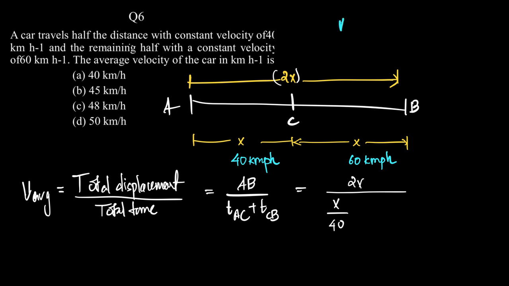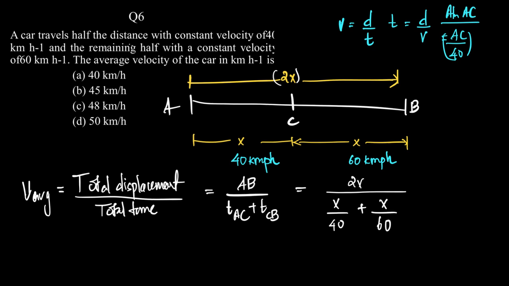See, velocity is displacement by time. So what is time? Time is displacement by velocity. Along the path AC, what is the displacement? The displacement is AC. What is the velocity? The velocity is 40. Simple. Okay. Likewise, TCB is also displacement by velocity, that is x upon the speed, which is 60.